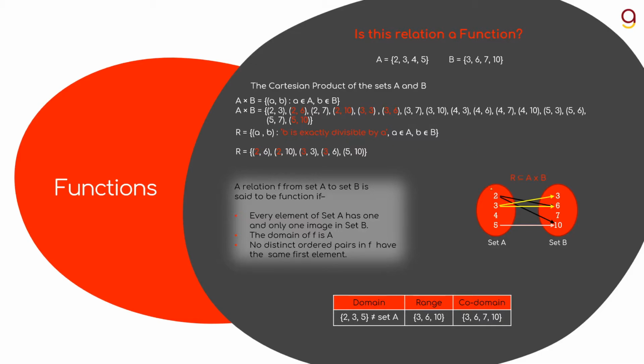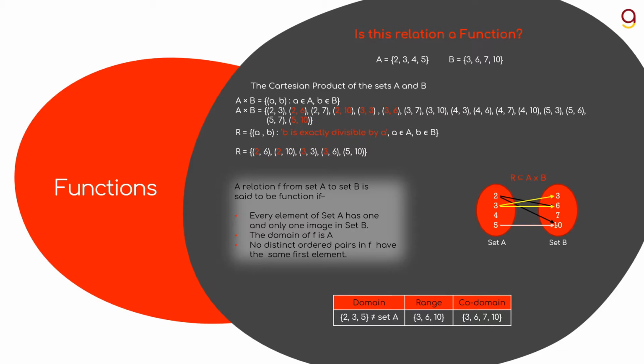Set A consists of these 4 elements and set B consists of these 4 elements. The relation B is exactly divisible by A from set A to B gives us 5 ordered pairs. Thus, we relate 2 to 6, 2 to 10, then 3 to 3 and 3 to 6 and 5 to 10.